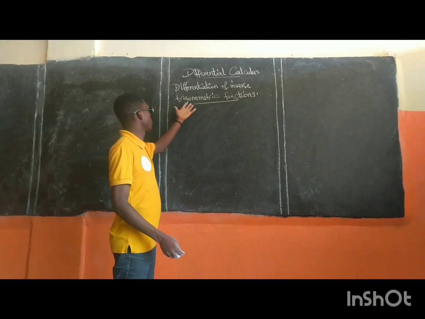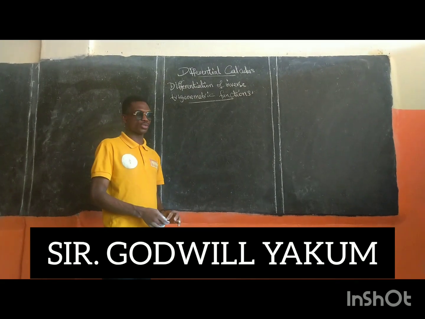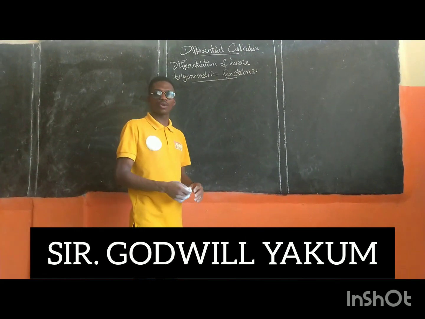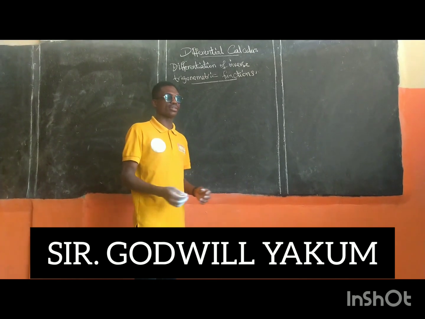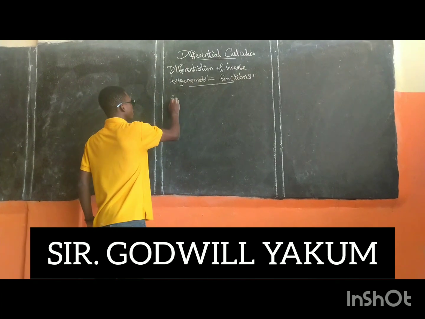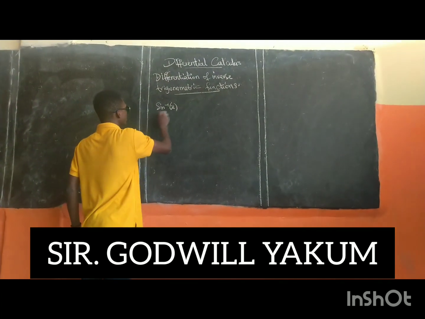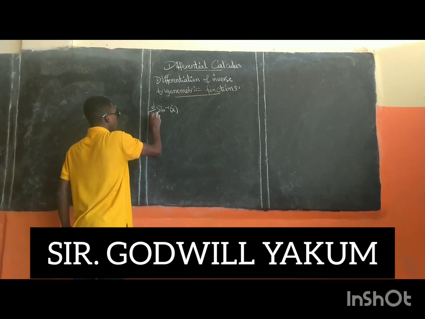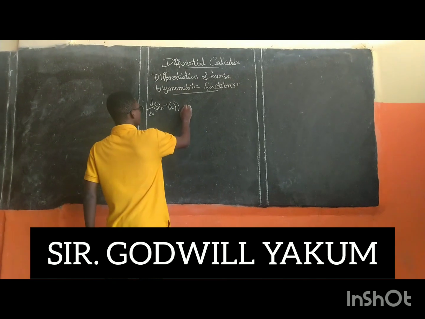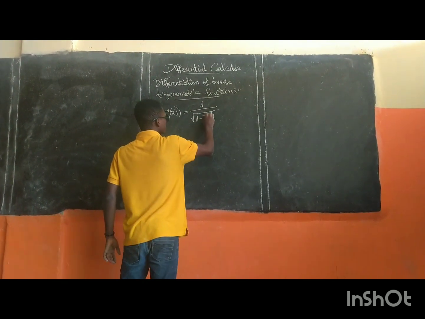I am going to be talking about the differentiation of inverse trigonometric ratios like sine inverse, cos inverse, tan inverse, cot inverse, cosec inverse, sec inverse. Now, we're going to begin with the sine inverse of x. The derivative of sine inverse of x with respect to x is equal to 1 divided by the square root of 1 minus x squared.